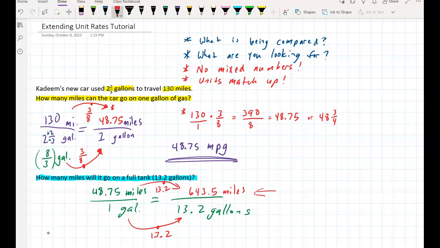All right, so that's extending unit rates. Sometimes they'll give you the information about the 2 2/3 gallons and 130 miles, and it won't ask you how far it'll go on 1 gallon. It'll just go straight to how many miles it can travel on a full tank. You're going to have to find the unit rate first. Always find the unit rate first.